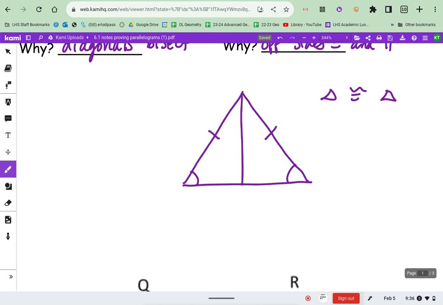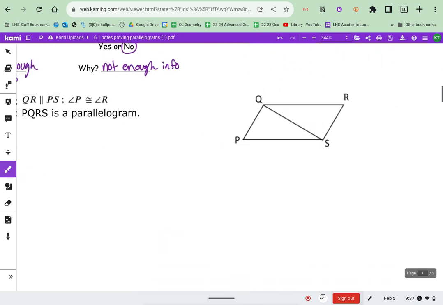Do you guys remember the name of what that is? CPCTC. Yeah, CPCTC. So corresponding parts of congruent triangles are congruent. Okay, so proving that triangles are congruent is going to then let us use CPCTC to prove other things like sides are congruent. And that's going to be helpful because remember, some of the easiest ways to prove that we have parallelograms are proving that sides are congruent or parallel or things like that. So we'll get those congruent pieces or congruent angles from proving that triangles are congruent most of the time. So with that said, let's jump in.